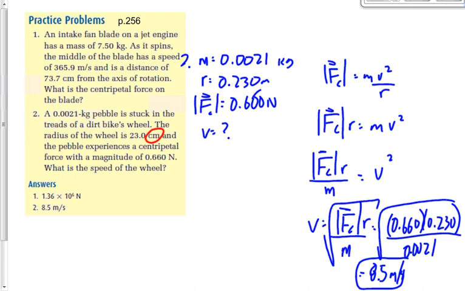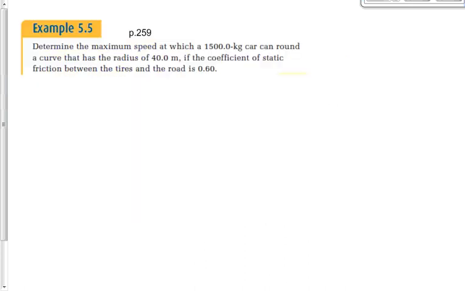Okay, we got one more. Oh, I like this one. All of a sudden, we've got friction added into here. Determine the maximum speed at which a 1,500 kilogram car can round a curve that has a radius of 40 meters if the coefficient of friction between the tires and the road is 0.6. What?